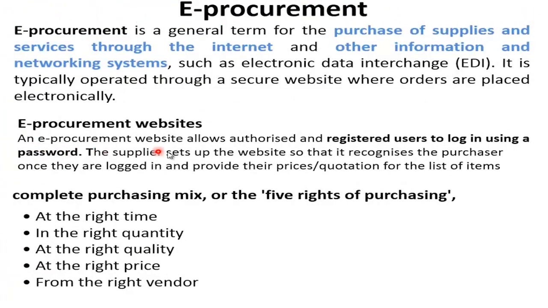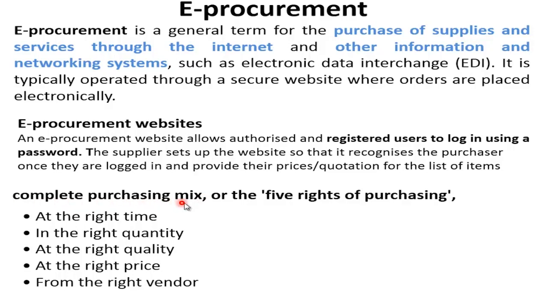An e-procurement website allows authorized and registered users to log in using a password. The supplier sets up the website so that it recognizes the purchaser once they are logged in, and they provide their price quotation for the listed items. Let us say, as an example, a car selling website: you log into the website using your password, then you provide the pricing for that. So that is how you purchase through the website.